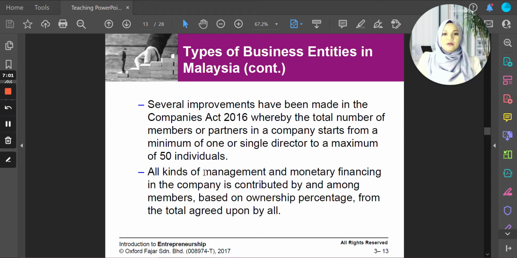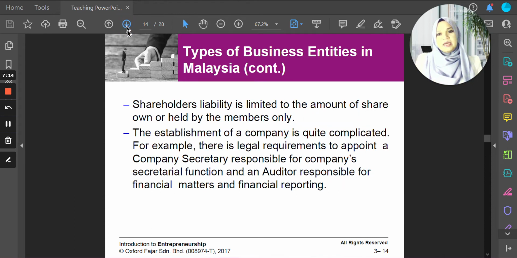Right, and all kinds of management and monetary financing in the company is contributed by and among the members based on their ownership percentage from the total agreed upon by all. And there will be some shareholders. Their liability is limited to the amount of shares owned or held by the members only. And this establishment is quite complicated. There will be a lot of legal requirements that you need to have in order to register as a private limited company.